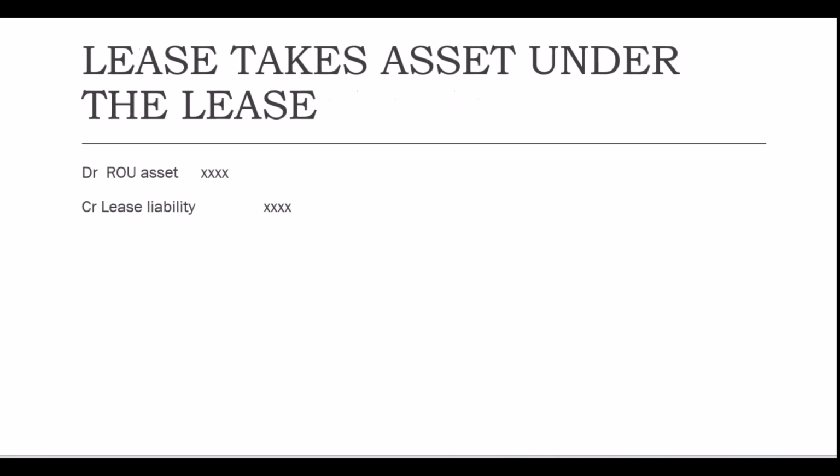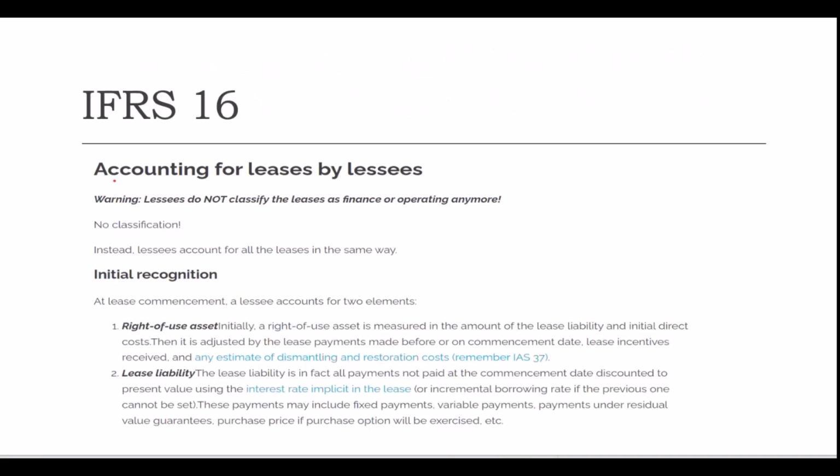Good. So here it says that the right of use of an asset is initially measured at the amount of the lease liability plus initial direct costs. Then it's adjusted by the lease payments made before or on commencement date, lease incentives received, and any estimates of dismantling cost and restoration cost. Hey, that is a mouthful. It's a lot. Let me break it down. What the textbook is saying is that the way you recognize the right of use of an asset is that you first have to calculate the liability part of the lease.